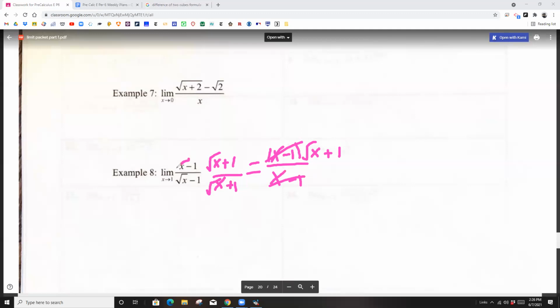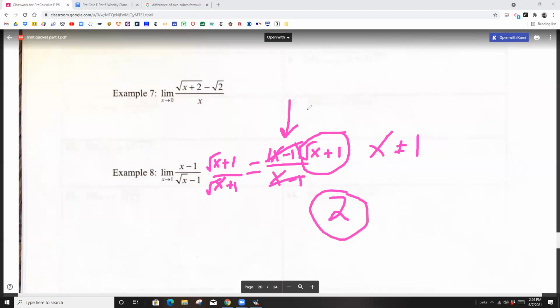So now we see this function is equivalent to the original for all values of x except when x equals 1. Since x minus 1 got canceled out here, that means there's a hole at x equals 1. So you plug in 1 and you get 2. And so the limit as x approaches 1 of x minus 1 over root x minus 1 would be 2. All right.